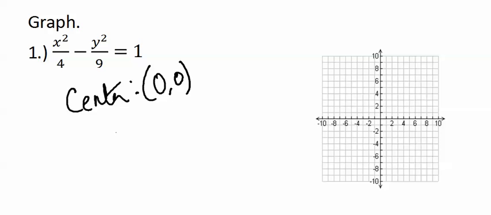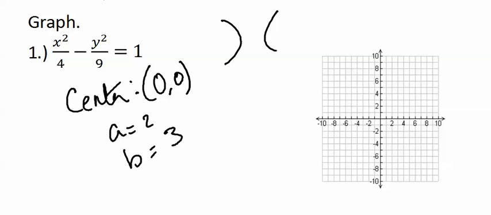We'll identify that A is 2 and that B is 3. We also want to identify that this is going to be opening left and right, and that's because of the x squared right there. So this is what you're going to do. And these are really going to be just rough sketches of the hyperbolas. They're not going to be anything exactly perfect.